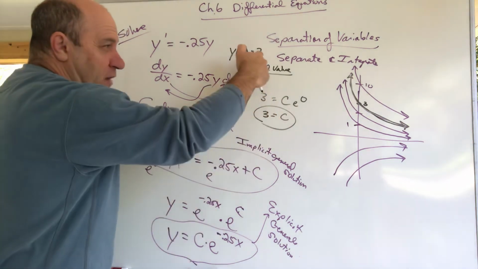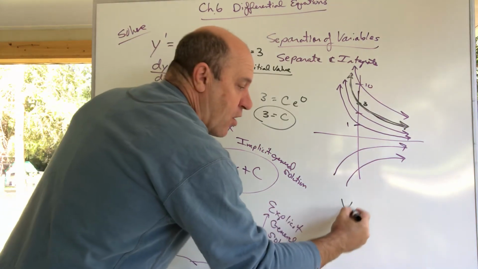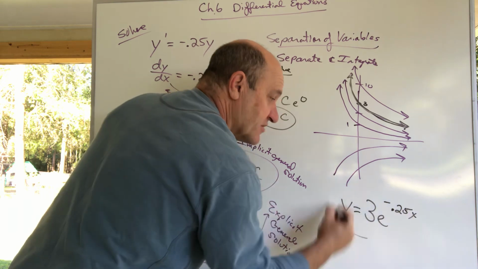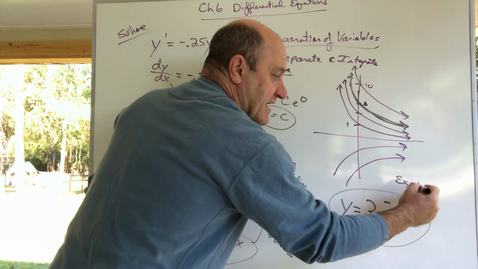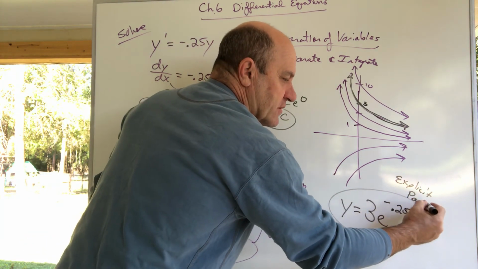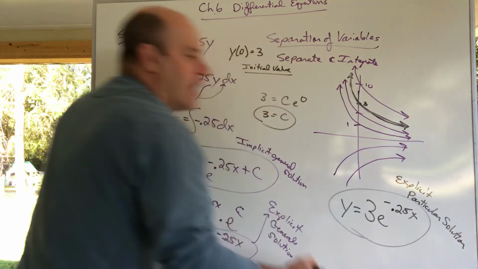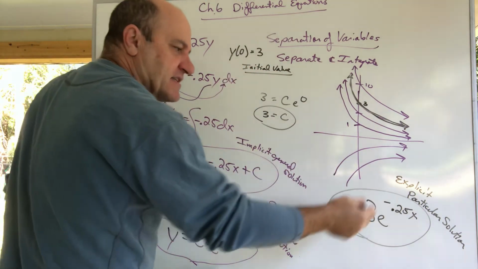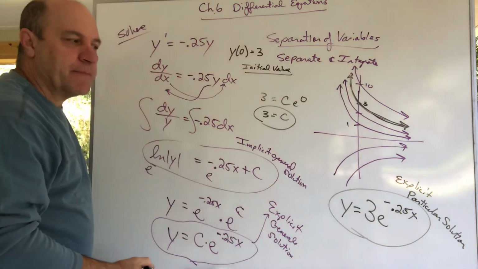The c is not always that number, but in this particular case it is. So I'm going to write this now. y equals 3e to the negative 0.25x. I'm going to circle it, and I'm going to call it explicit. It is explicit because I solved for y, but this time it's a particular solution, instead of a general solution. I use the initial value or initial condition to find c. That means I found a particular solution, and it's this one particular member of this family.